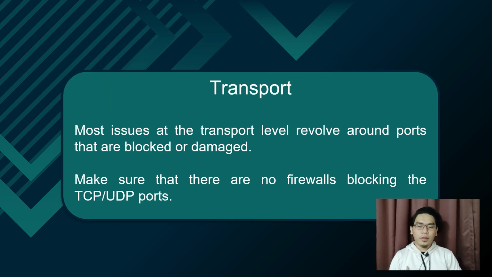Alright, last but not least, we go to the solution of the network problems in terms of transport. Most issues at the transport level revolve around ports that are blocked or damaged. So what we have to do is make sure that there are no firewalls blocking the TCP and UDP ports. Finally, disabling quality of service (QoS) can sometimes resolve a few network related issues. So this is some guidance with the OSI model as reference.